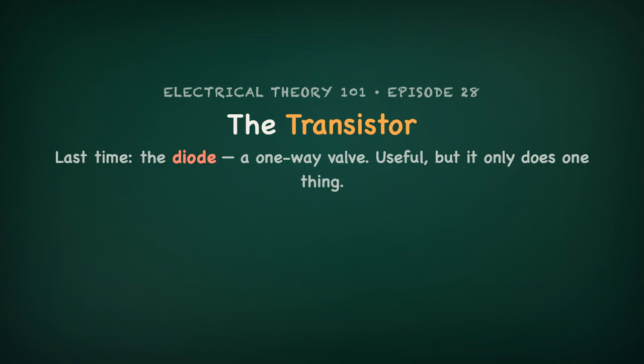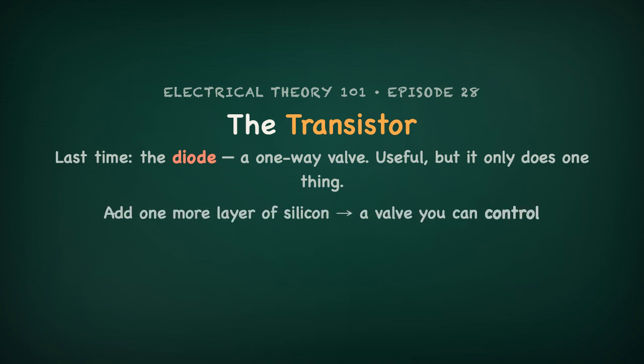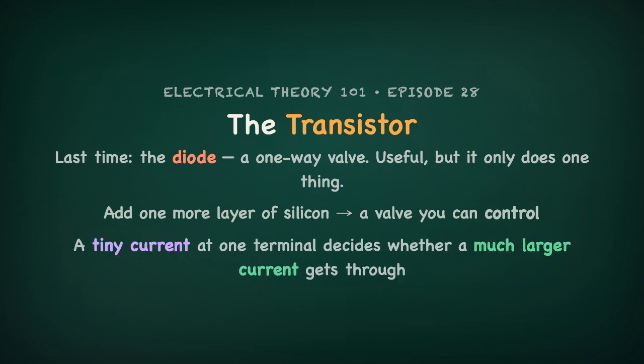Last time we built a diode, a one-way valve for current. Useful, but dumb. It only ever does one thing. Add one more layer of silicon and you get a valve you can control. A tiny current at one terminal decides whether a much larger current gets through. That's the transistor. It's the reason you have a computer. And today we're going to put a number on it.